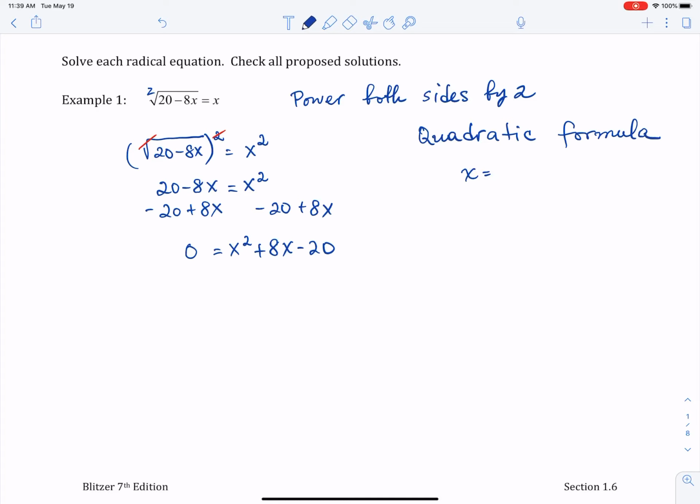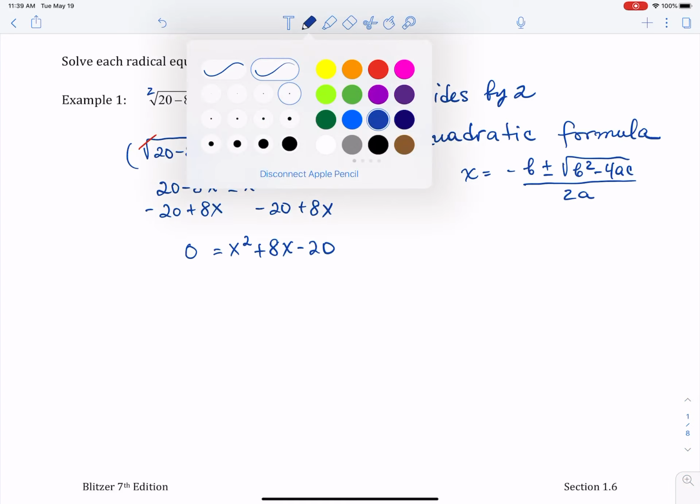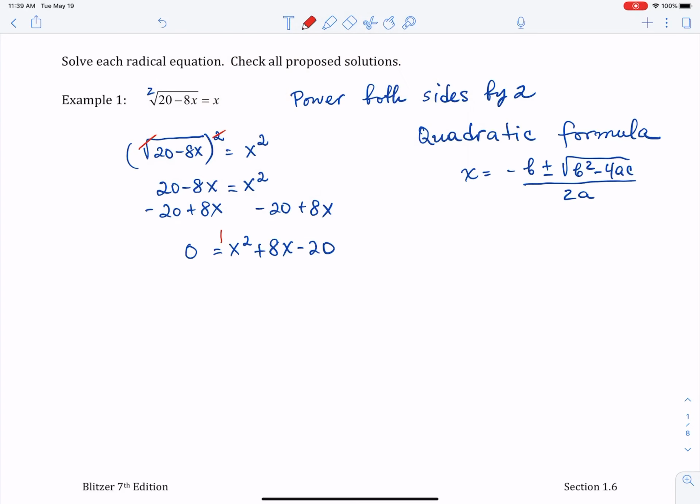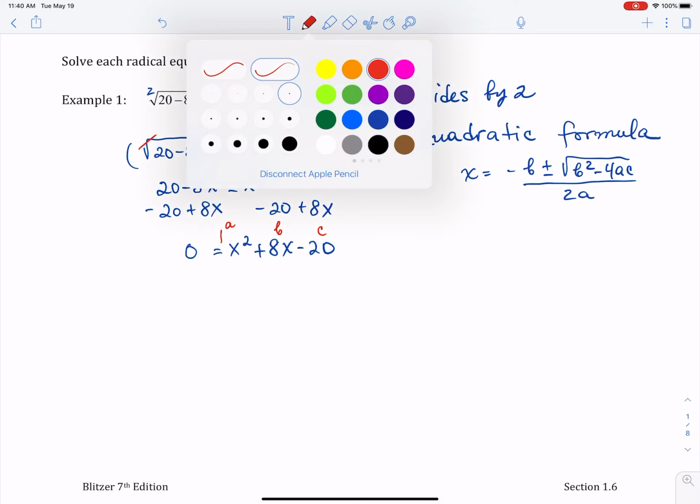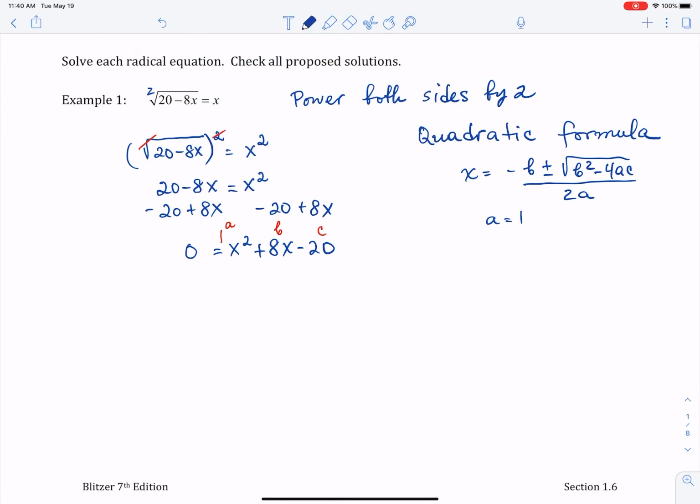is x equals negative b plus or minus square root of b squared minus 4ac, all divided by 2a. In this case, a is the number up front of x squared, 8 is the number of x, the b value, and the negative 20 is the c. So we'll have a equal to 1, b equal to 8, and c equal to negative 20, plugging in the formula and eventually finding the two solutions.